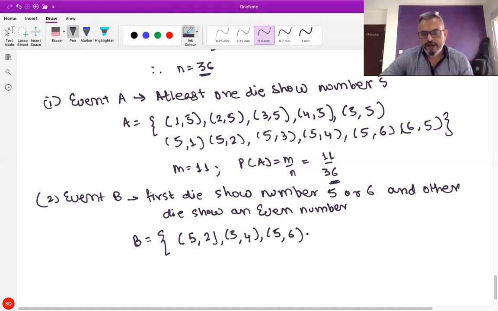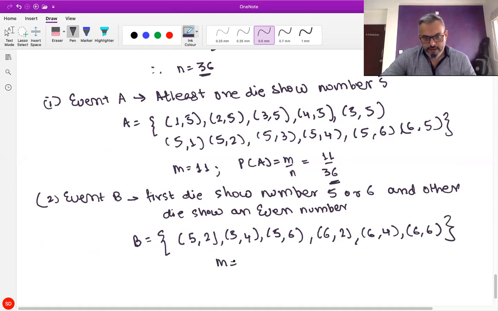Okay, 5 5 भी नहीं आ सकता because पहला 5 और दूसरा इवन। अब 6 पे आ जाओ, 6 को फिक्स कर दो, तो 6 2, 6 4 and then 6 6. So 1 2 3 4 5 6. So m is equal to 6. Therefore, probability of B is equal to m upon n, which is 6 by 36 or 1 by 6.